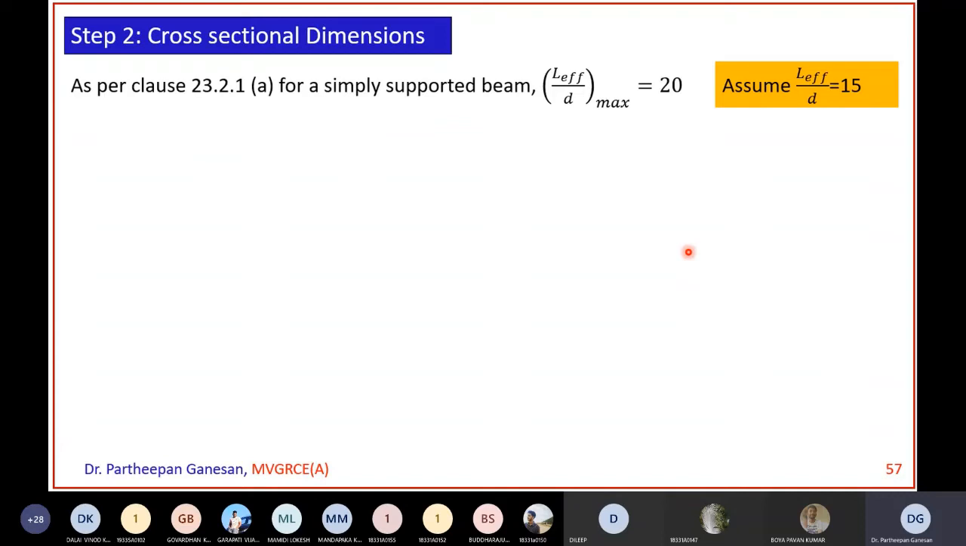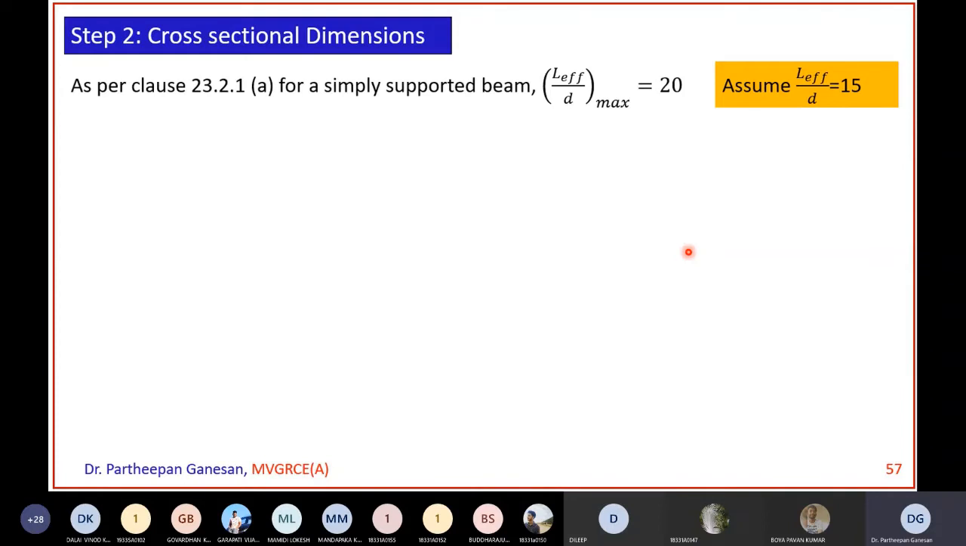Now for a simply supported beam, how do you find the effective span? The clear span is given and the width of the support is given. So how will you find the effective span? Clear span plus effective depth, or clear span plus width of the support, center to center of the walls. Either center to center of support or clear span plus width of support.